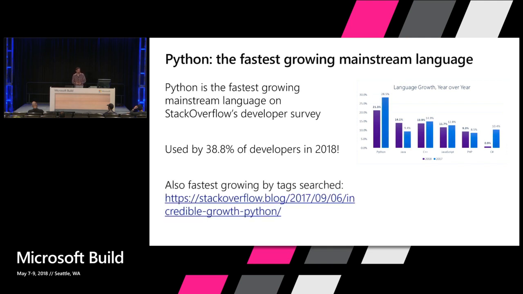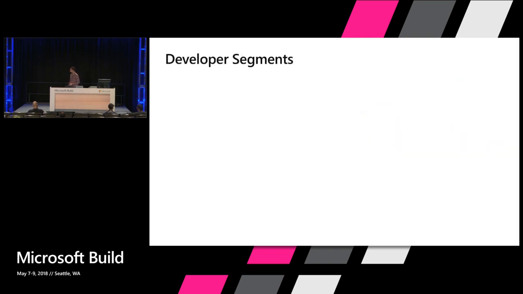And if you look on the Stack Overflow blog, they've got some really interesting articles about what's driving this growth. But you can also see by the tags searched on Stack Overflow, it's also the fastest growing language there in terms of people interested in learning and wanting to get help using the language.